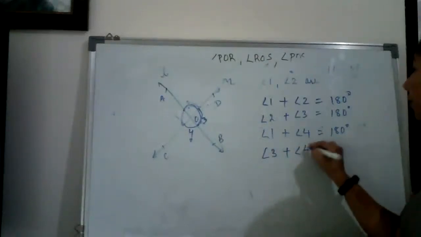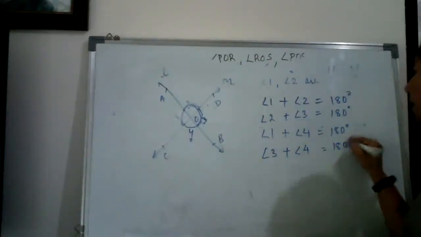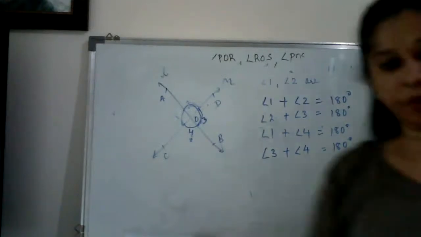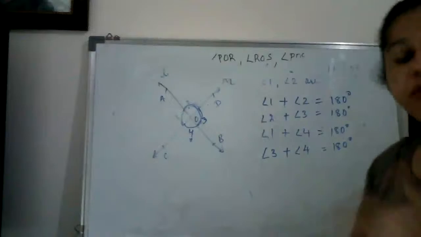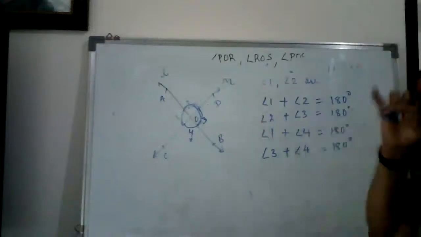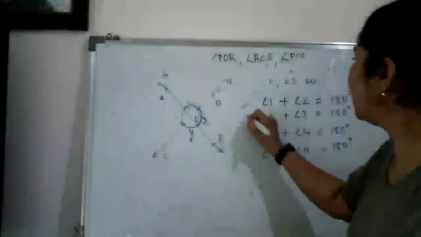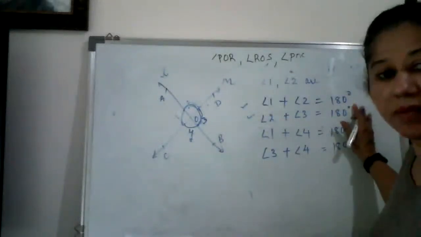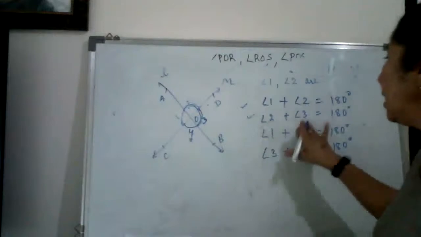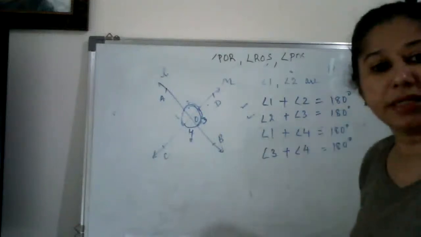And 1 and 4. So this way we get all four pairs which are making linear pair with each other. Okay, so now just pay attention as I'm moving on to a further concept. Now if I say, look at these two, angle 1 and angle 2 is also making the sum 180 degree. Angle 2 and angle 3 is also making the sum 180 degree.